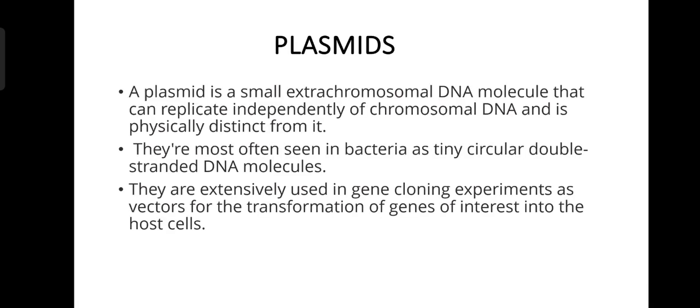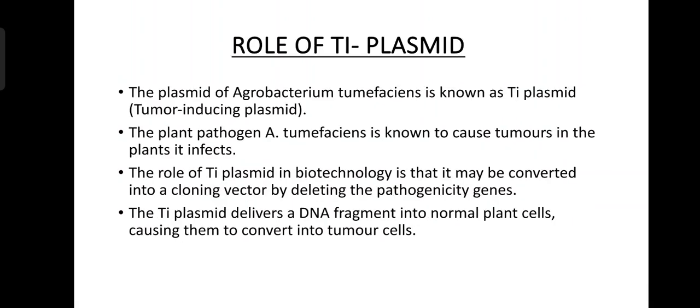First, let's see what a plasmid is. A plasmid is a small extrachromosomal DNA molecule that can replicate independently of chromosomal DNA and is physically distinct from it. They are most often seen in bacteria as tiny circular double-stranded DNA molecules. They are extensively used in gene cloning experiments as vectors for the transformation of genes of interest into the host cell.